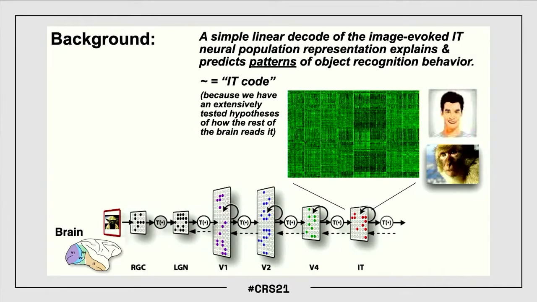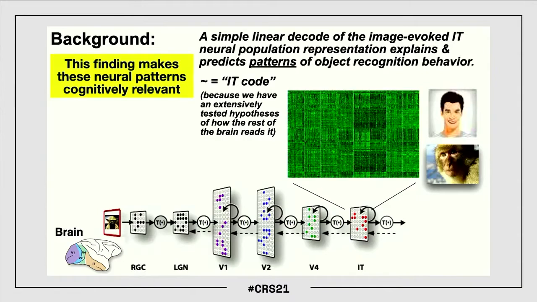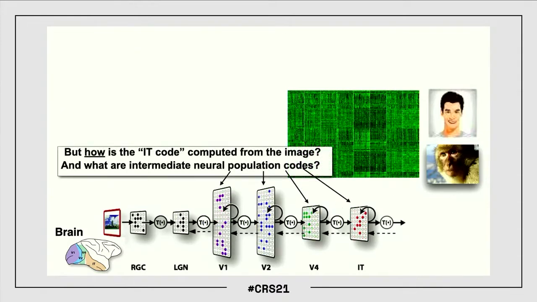We refer to these IT response patterns as an IT code, not because we understand it in all details, but because we have extensively tested hypotheses of its linkage to behavioral reports and tasks like core recognition and related latent variable inference tasks. Okay, so all I want you to take from this part of the talk is that this finding makes these neural patterns cognitively relevant. And we also have a handle on the mean firing rates as being the useful measure of the neural data. And both of those facts are important to moving forward, but you should just take that as background.